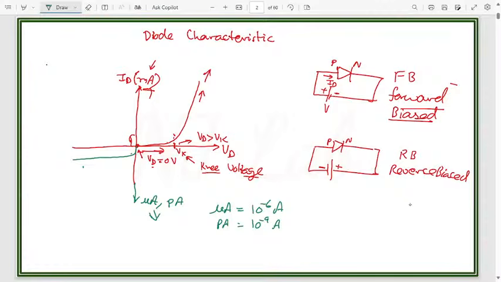So we can see that when the diode is in reverse bias, we can simply ignore this current, and we treat the circuit as an open circuit. When the diode is connected in reverse bias, this current is known as IS, and this IS is known as the saturation current.